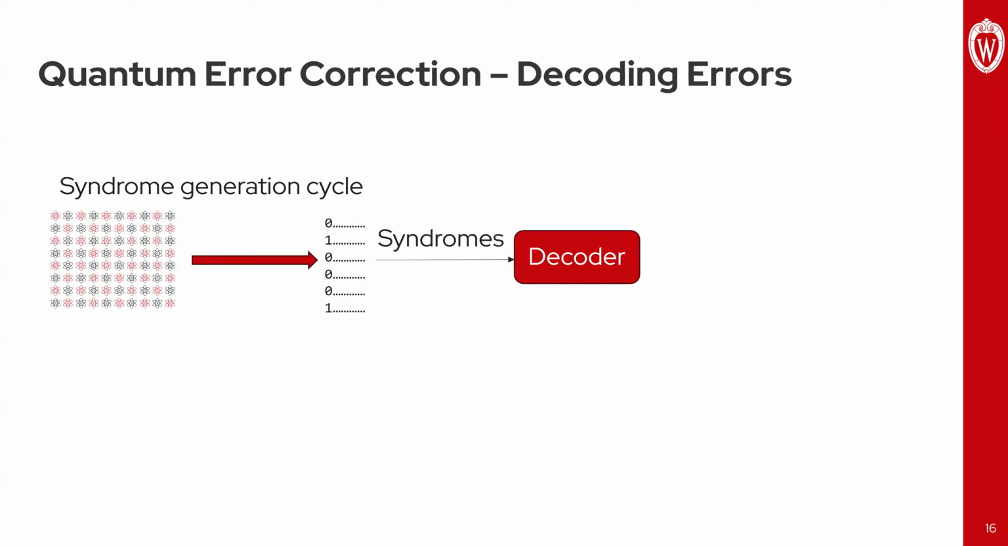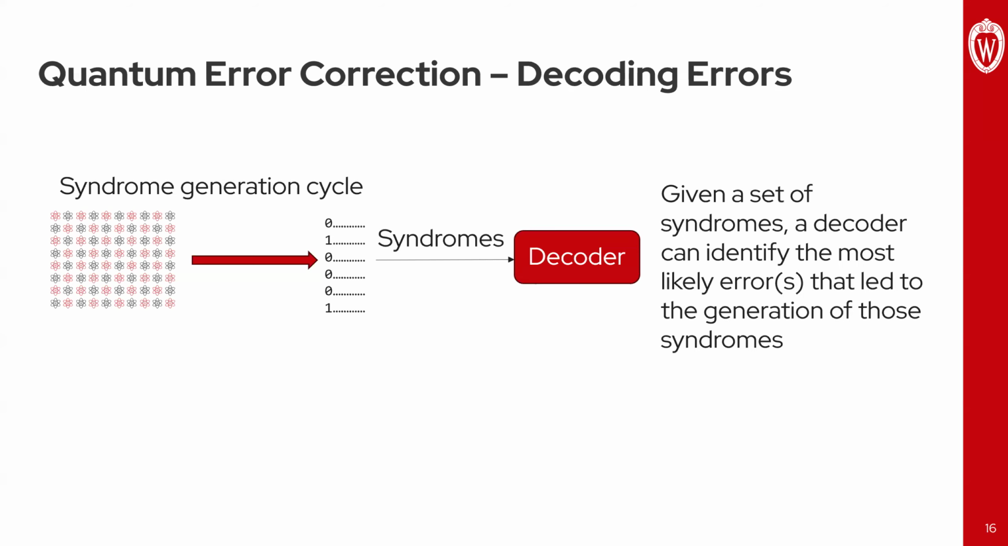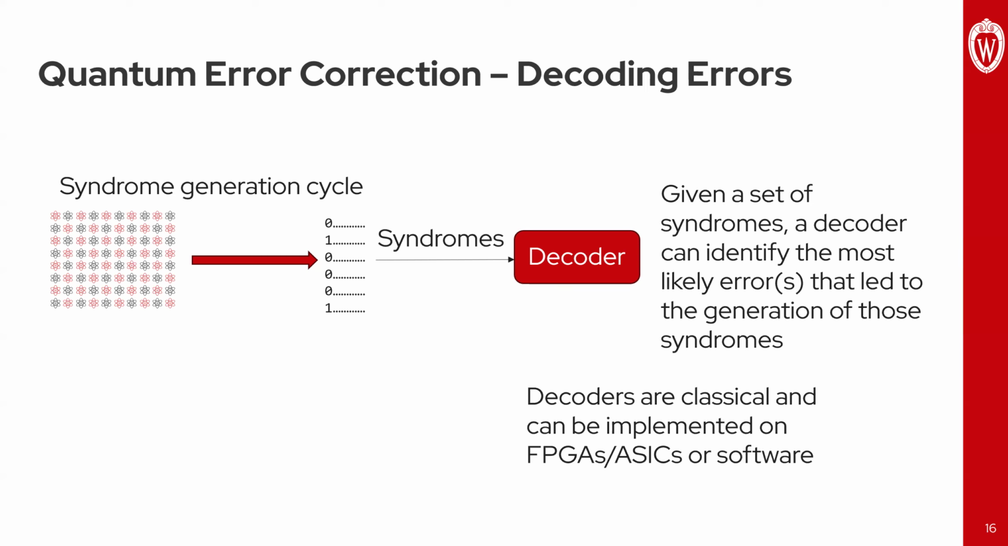And this is performed by a decoder. Now, the decoder's job is very simple, but also very hard. It's basically, given a set of syndromes, the decoder must identify what errors happened and where they happened across all those physical qubits. And these decoding algorithms are entirely classical, and people have been and will be implementing them on FPGAs or ASICs, and of course, they have been implemented in software, and you can use software decoders, but there is a problem with that. So we will be focusing on decoders for the rest of this talk.